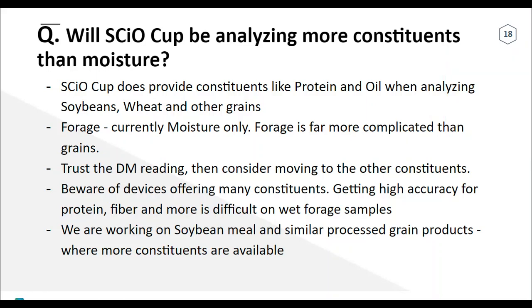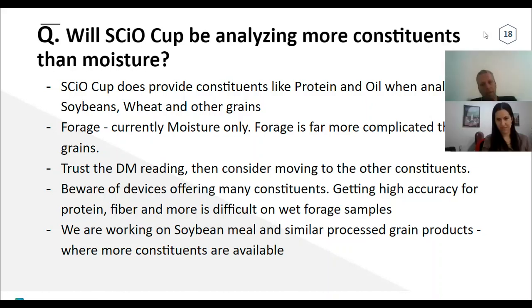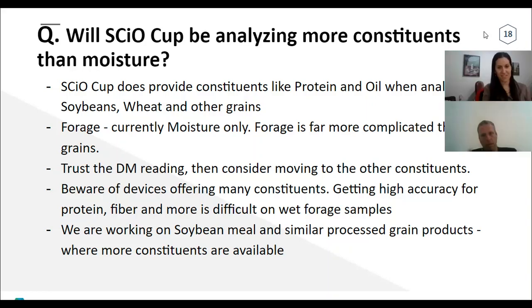I will say though, as I mentioned before, forage is tricky, and it's difficult to analyze, and specifically doing the other constituents in forage can be quite tricky. So whenever someone says they're using near-infrared spectroscopy for analyzing other constituents, not moisture, in wet forage, you have to be very careful to make sure accuracy is reasonable.